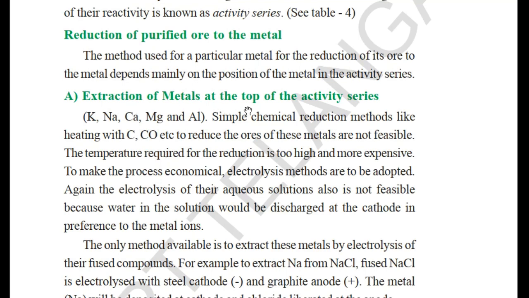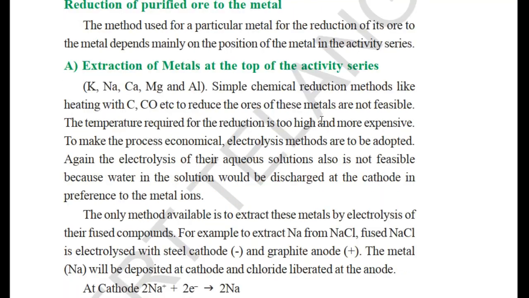First, extraction of metals at the top of the reactivity series, the highly reactive metals: potassium, sodium, calcium, magnesium, aluminum. They belong to the highly reactive metals. Chemical reduction methods like heating with carbon and carbon monoxide to reduce the ore of these metals are not feasible. Actually, this heating process is used for the moderately reactive and low reactive series.